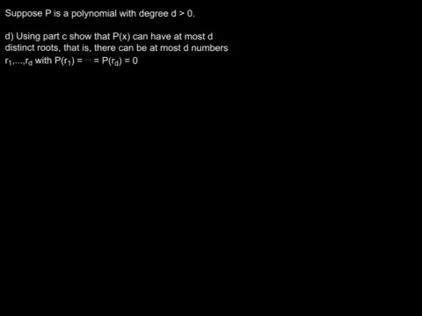So suppose p is a polynomial with degree d greater than 0. We're going to prove the last piece, which is part D, and this is very, very similar to the fundamental theorem of algebra. It's the most important theorem in all of algebra, leads to all different types of discoveries, and is incredibly important. And this is a very rigorous proof of this theorem.